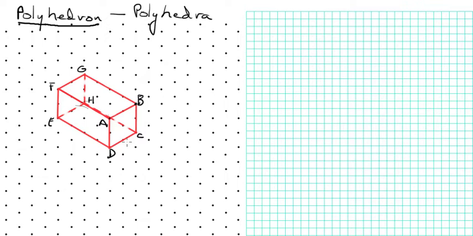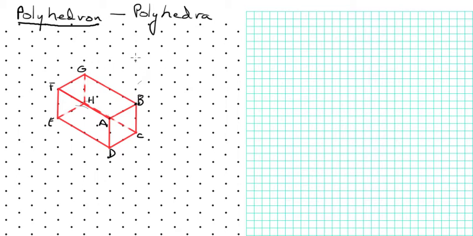Now, polyhedra is what we say when you have more than one polyhedron. For example, if I drew another one of these, which I'm not going to do because it'll take too long, but if we had two or more of them, we would have polyhedra. So this is just the plural of polyhedron. Now, there are some parts of this that you need to understand.